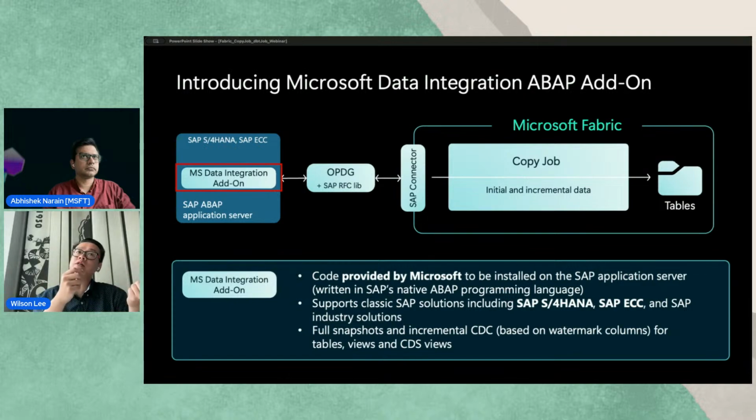With that, the ABAP add-on will be able to get your data incrementally, and Copy Job can copy this data and of course land it in any destination that you want as well.